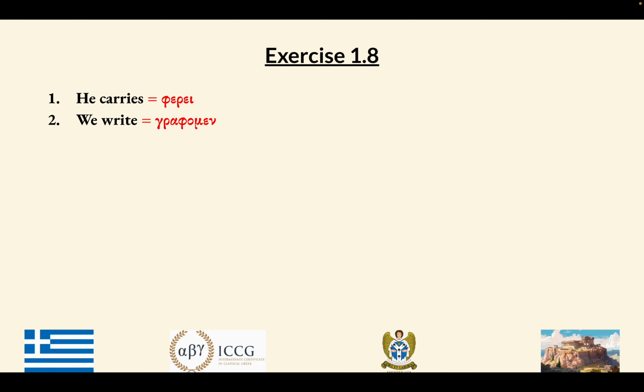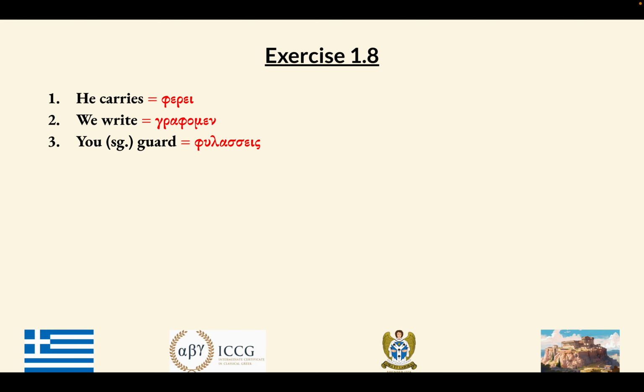So we write. Again, you could look up the verb to write in the dictionary in the back of the book. You will see grapho, chop off the omega, that gives you the stem graph. And then look at the table of present tense verb endings, and you'll find that the ending for we, the first person plural ending, is omen. So put that together, you get graphomen. Okay, then let's just whiz through the others.